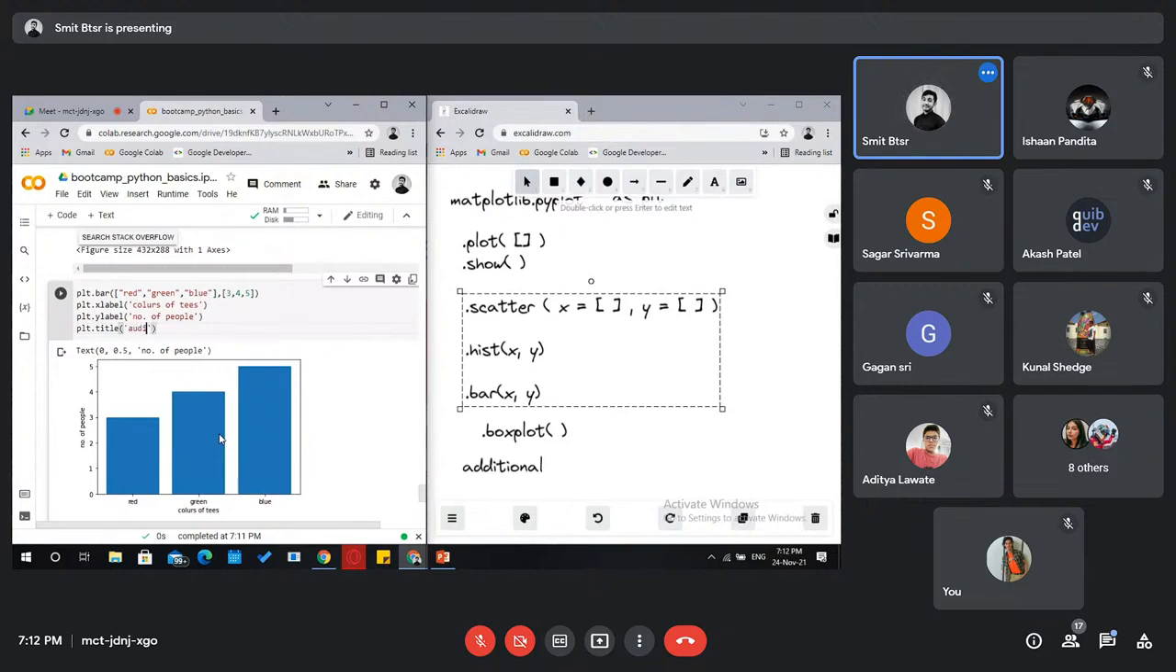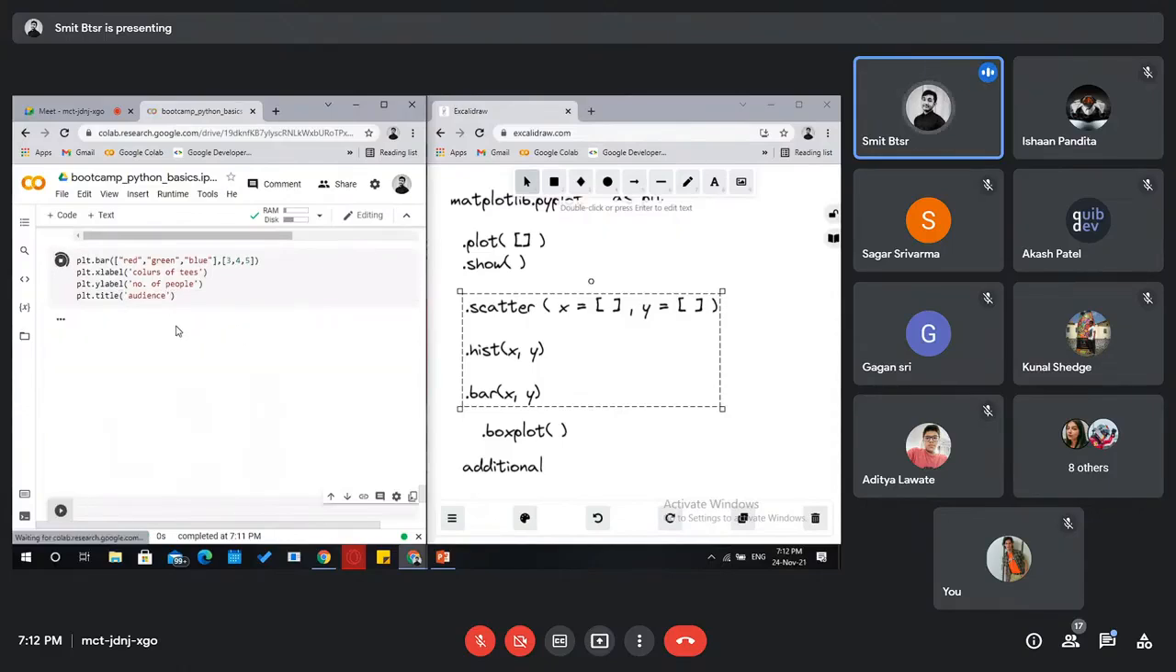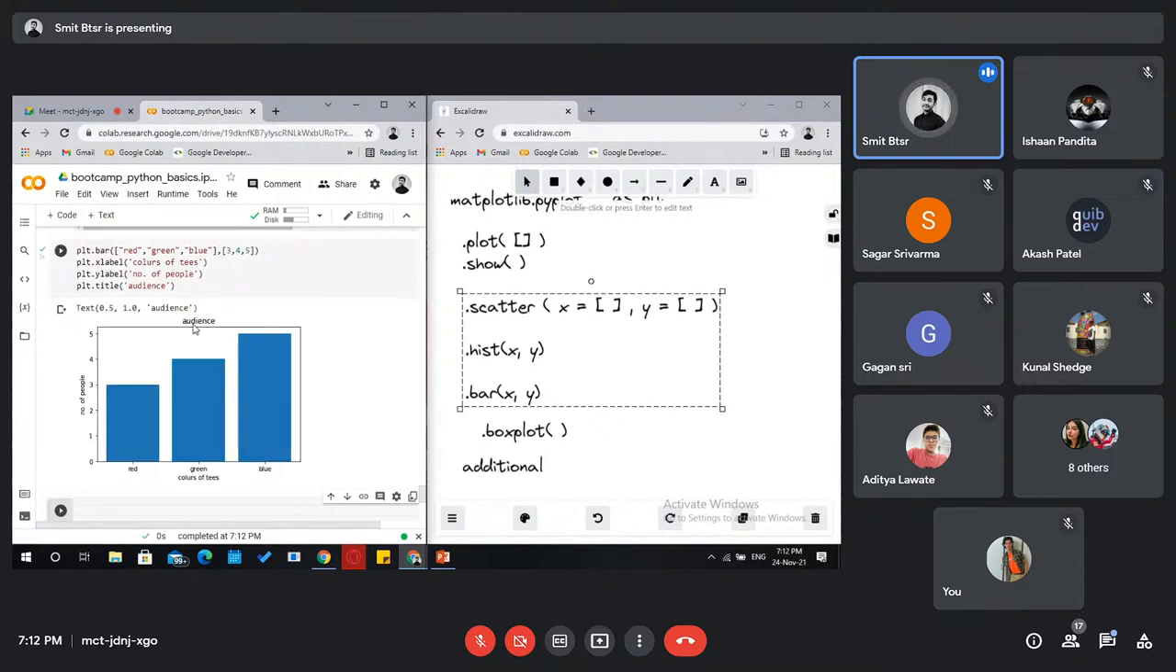Audience. We will just use audience. And here we can get audience as a title. We can specify anything according to our requirement. Then we can also set the size as well.